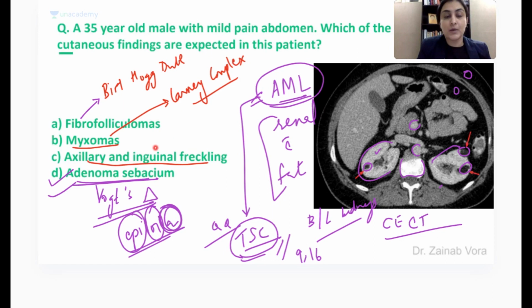Carney complex. Which syndrome do you have axillary and inguinal freckling? Which is that syndrome? NF1. NF1.